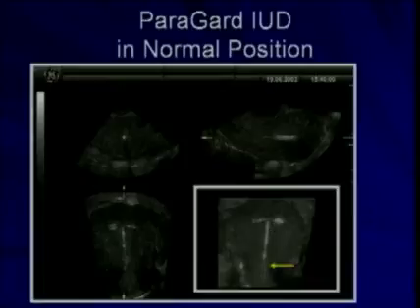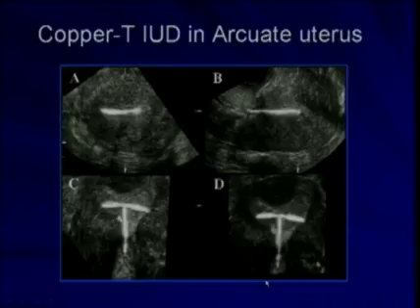Another Paragard IUD in a normal location. Here we see the characteristic double echoes of the horizontal arms, and with the rendered 3D image we can actually see the string of the IUD as well.